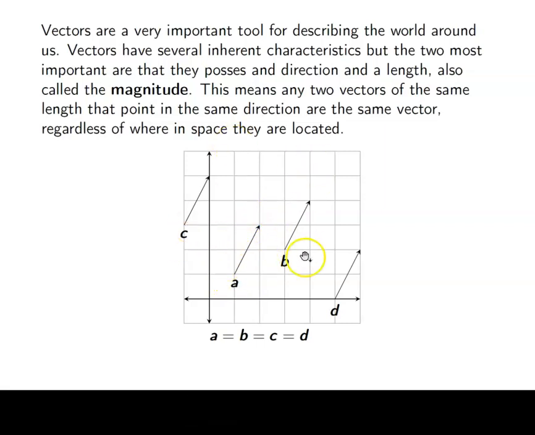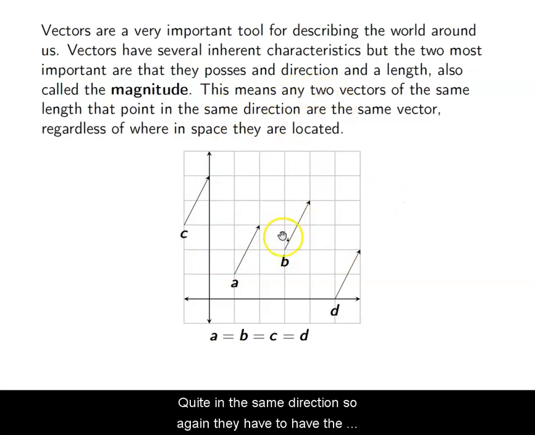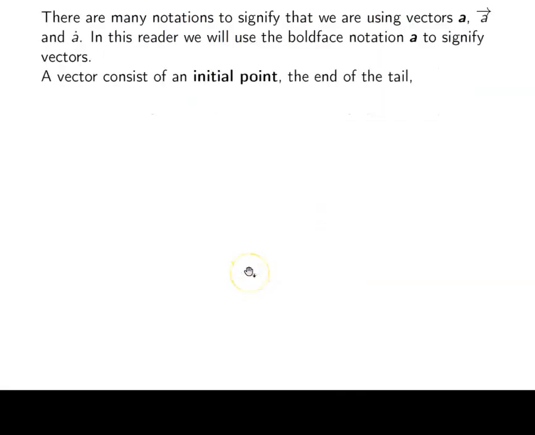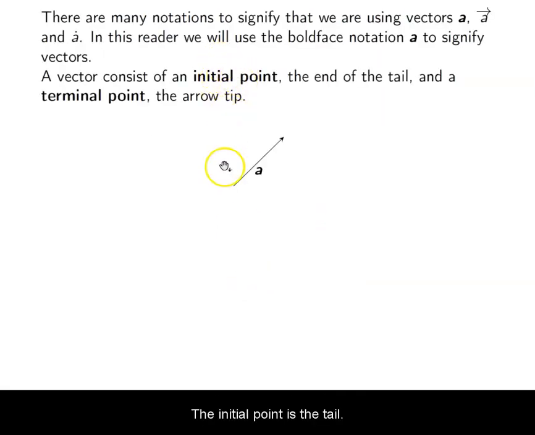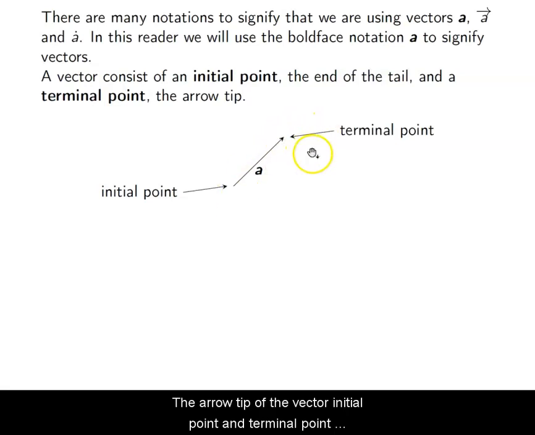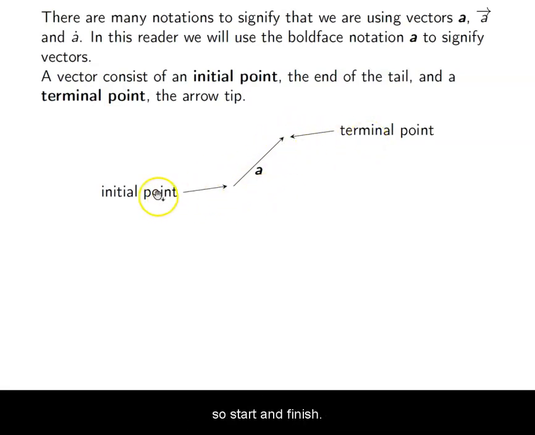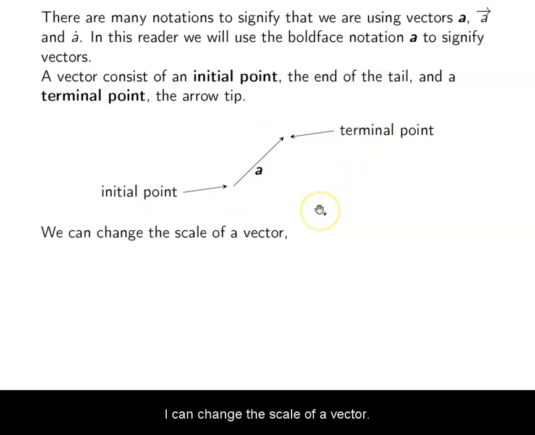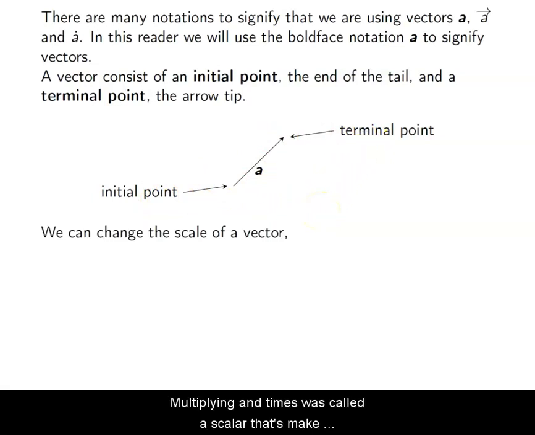So all of these vectors point in the same direction. So again, they have to have the same direction, and they have to have the same magnitude, the same length. Okay, so the initial point is the tail, and the terminal point is the tip, the arrow tip of the vector, right? So initial point and terminal point. So start and finish. I can change the scale of a vector by multiplying it times what's called a scalar. That should make sense. If I'm scaling the vector, I'm changing its scale, how long it is, right? I'm multiplying it by what's called a scalar.